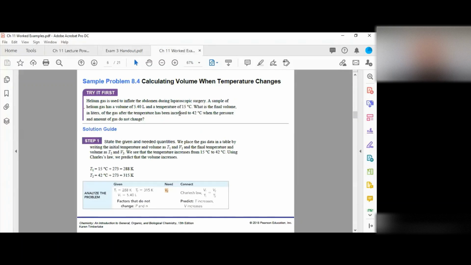All right. So what do I have here? Let's label the data as V1, V2, and T1 and T2. V1 being 5.4, T1 is 15 Celsius, so you add it to 273.15, so that will be 288.15, and T2 will be the 42. You add it to 273.15, so you end up having a value in Kelvin. He wants V2.